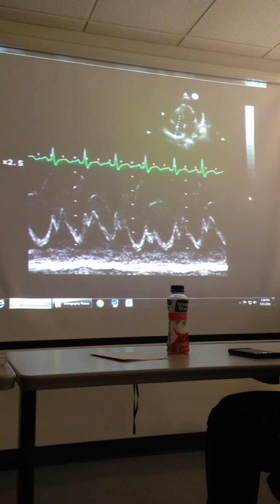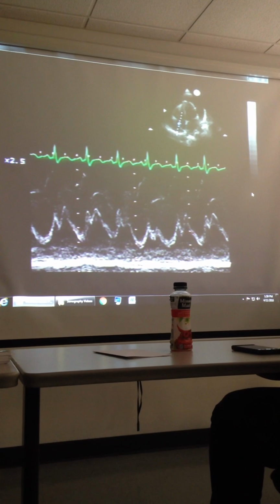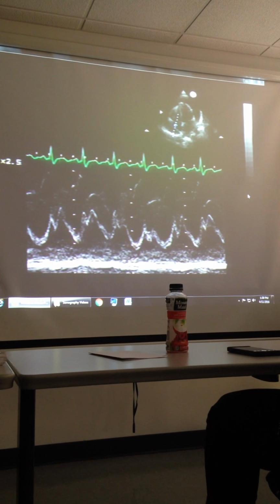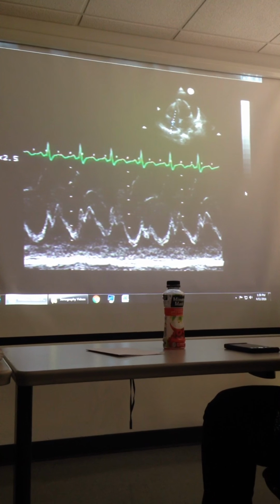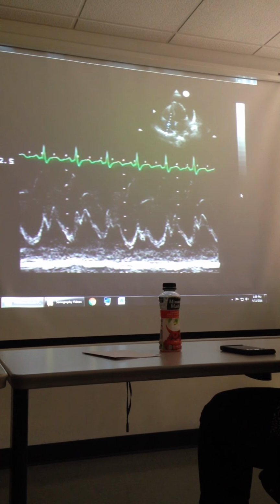Okay. And this is showing RA wall collapse. So the diagnosis of cardiac tamponade requires what finding? RV wall collapse. Diastolic RV wall collapse, right?